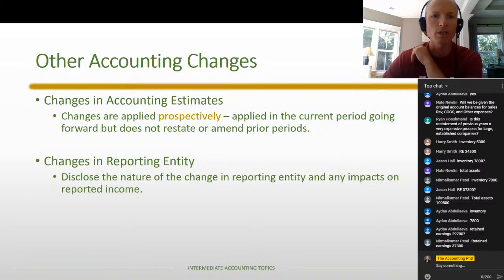Changes in reporting entity. They do have to disclose the nature of the change and any impacts on reported income, especially because a lot of times when you change the way you organize your company, that's going to change inter-subsidiary transactions, and that can greatly affect the way that you report your sales, your cost of goods sold, and potentially income. But a lot of times through those eliminations, income doesn't end up being changed that much.